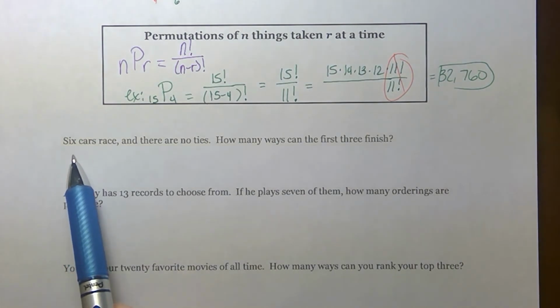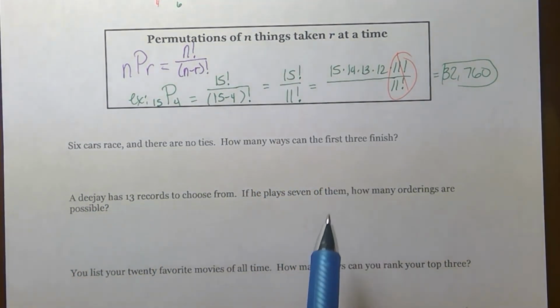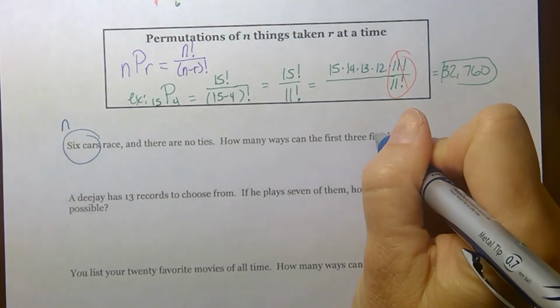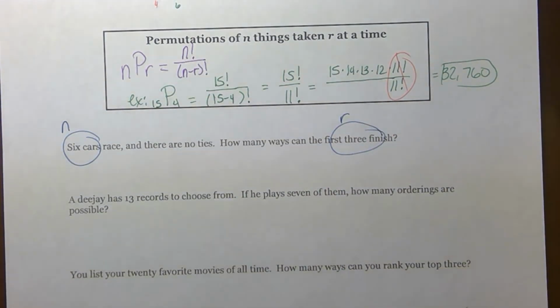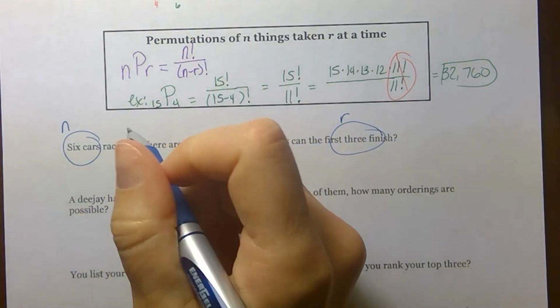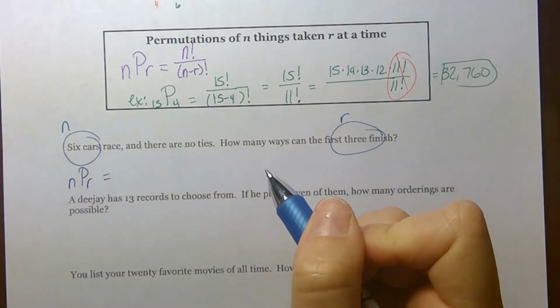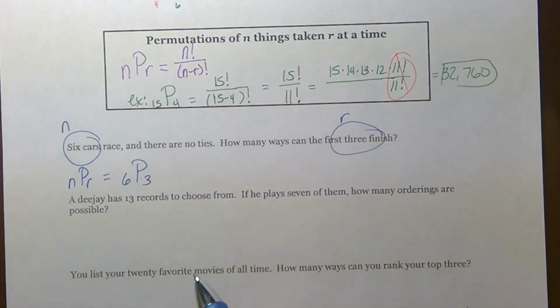So for example, 6 cars race and there are no ties. How many ways can the first 3 finish? So I have a total of 6 cars, that's N. And I'm interested in the first 3 finishers. That's R. That's how many times I'm interested in picking. So my notation, N pick R, in permutations, would be 6 pick 3.